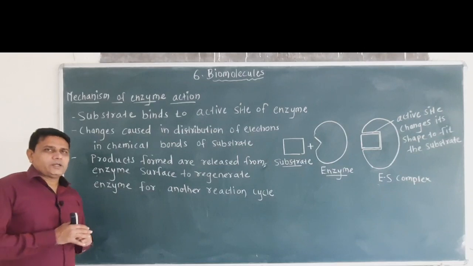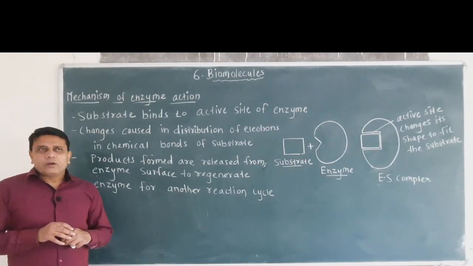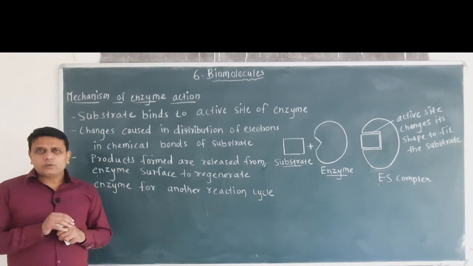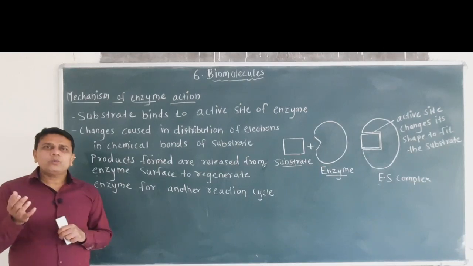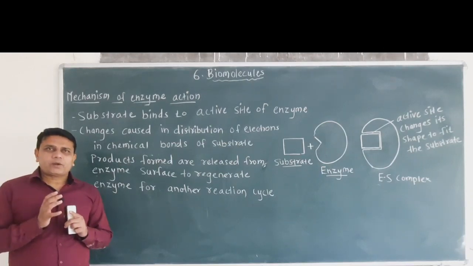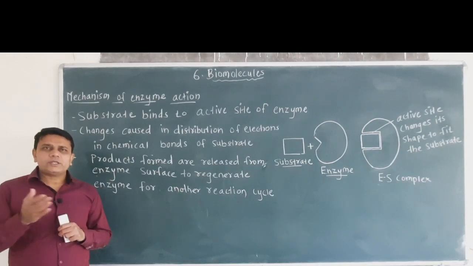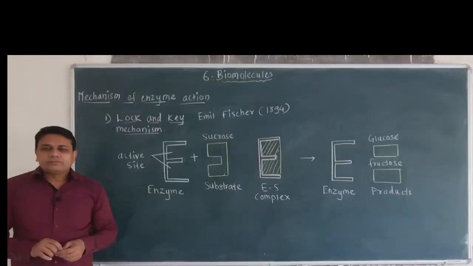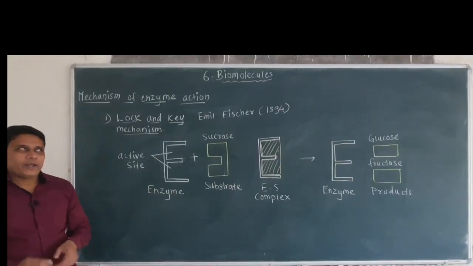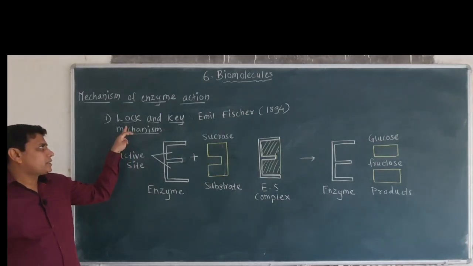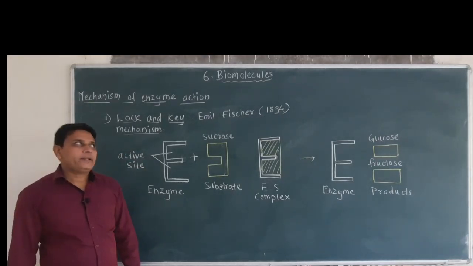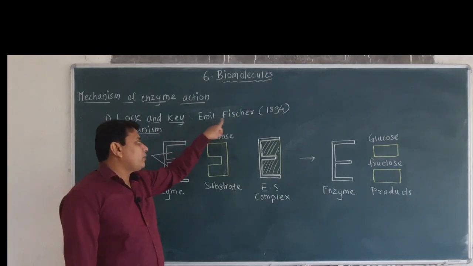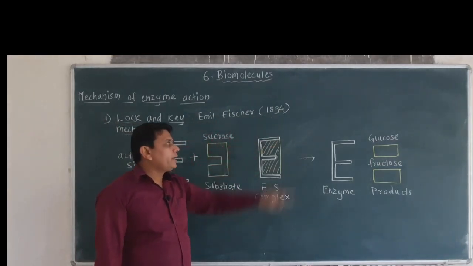for another reaction cycle. So there are two different models to explain the mechanism of enzyme action, or how the enzyme and substrate complexes are produced. So we will see these two different models proposed by two different scientists. Now the first model regarding enzyme substrate complex is lock and key mechanism. Lock and key mechanism was proposed by the scientist called as Emil Fischer in the year 1894.